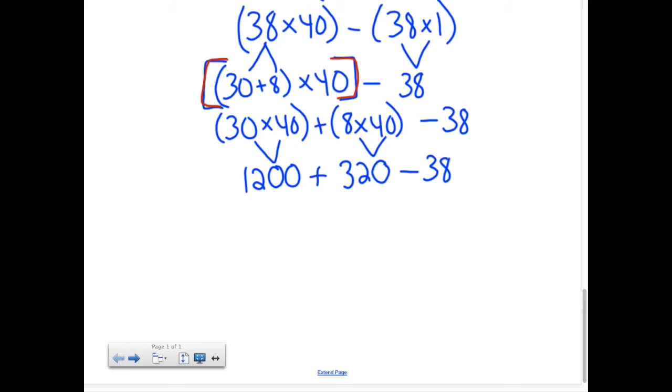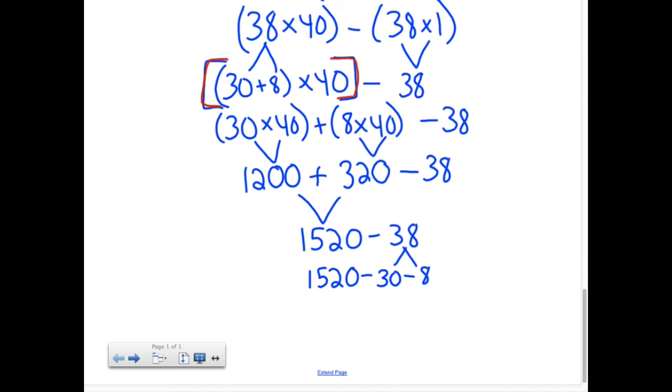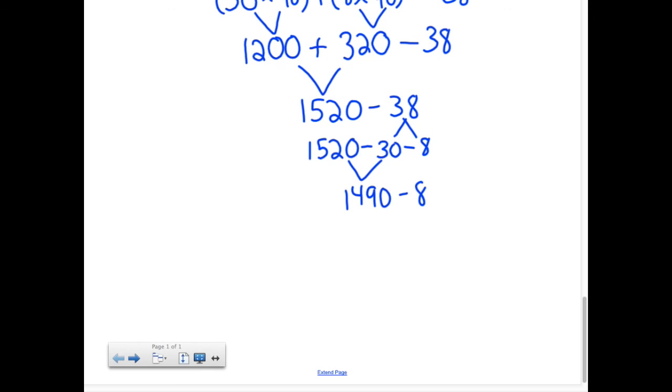So now I'm just adding and subtracting to finish solving. 1,200 plus 320 equals 1,520 minus 38. And again, if you wanted to break this apart to help you solve it mentally, I'm taking away 38, so I want to take away 30, and I want to take away 8. So I could rewrite it like this to help you solve it mentally. Now 1,520 minus 30, 1,490. I still have to take away 8. And I'm going to get 1,482.